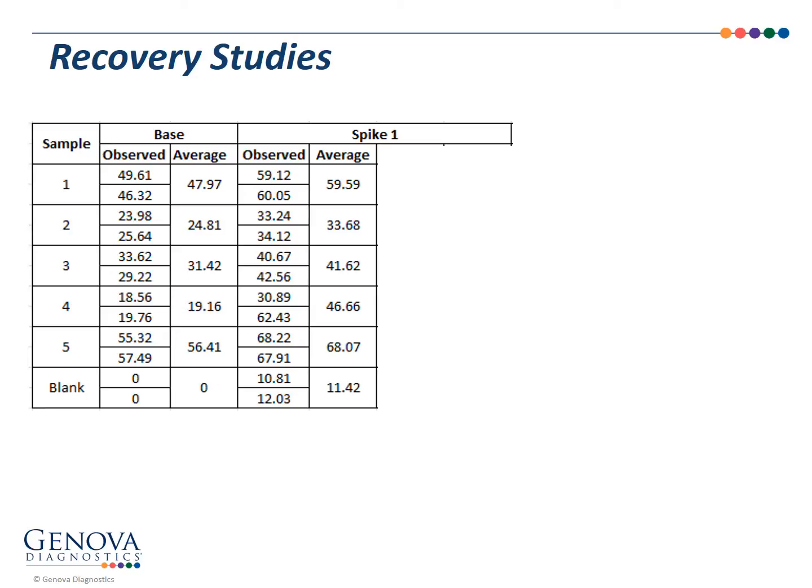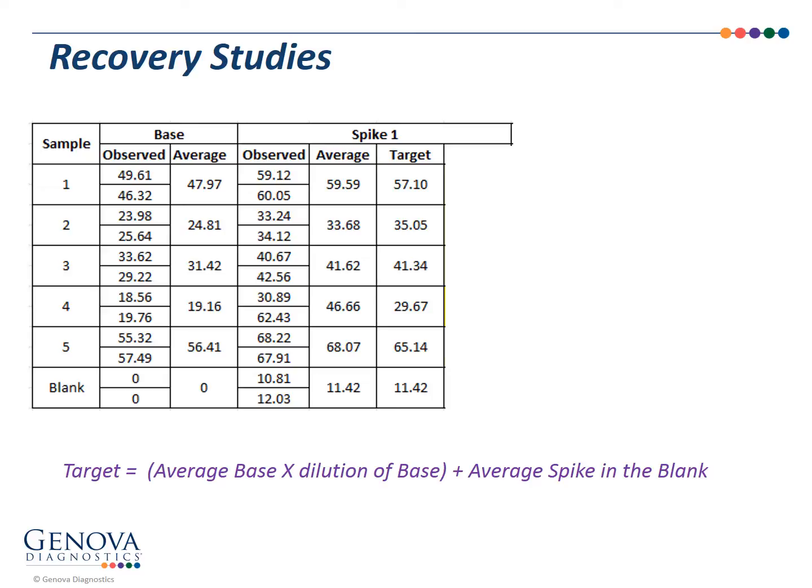So then how do we calculate what the target value should have been? Well, let's think about it. What was in that first sample 1, spike 1 vial? You have your base sample, plus you have that little bit of spike. Now when you added that 50 microliters of spike into your 1 ml of blood, you did introduce some level of dilution, so we need to account for that. So our target is the average base times the dilution of the base plus the average spike. So we have base diluted plus the spike.